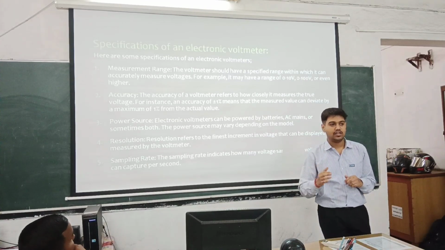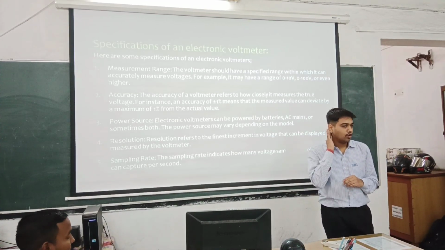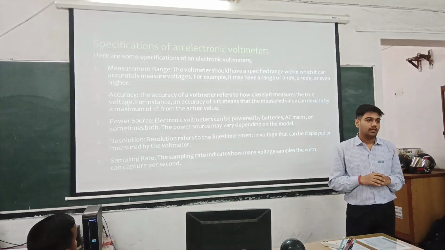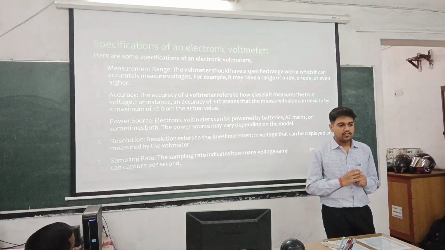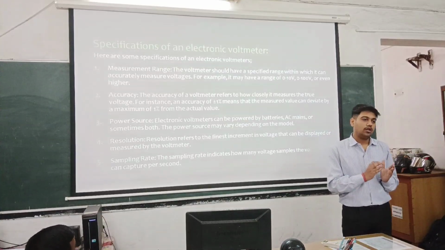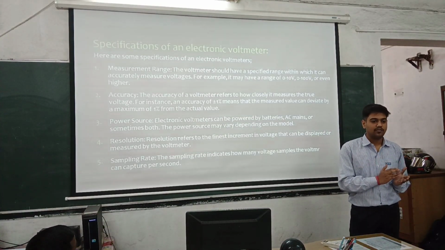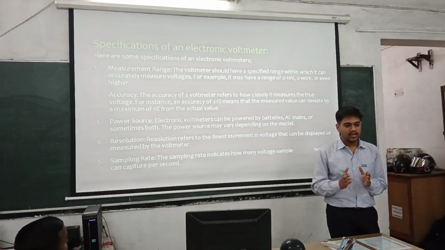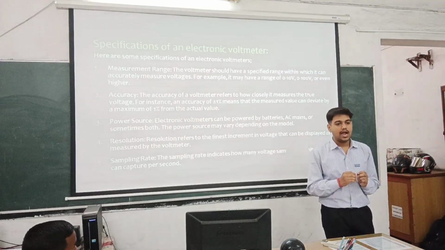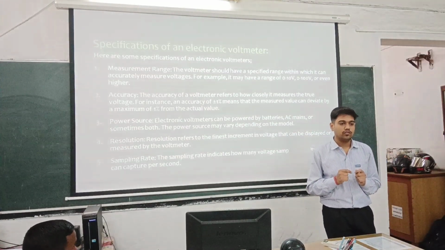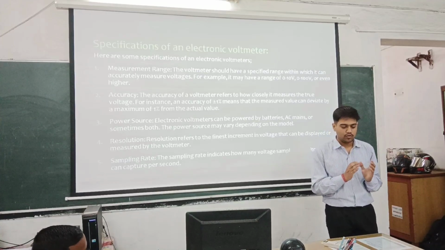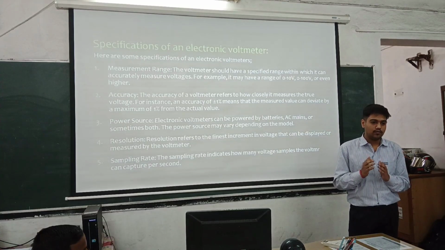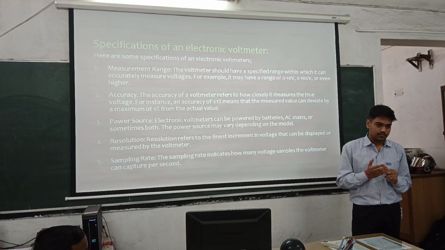Here are some of the specifications of an electronic voltmeter. First of all, what's the measurement range? We use smaller voltmeters in labs, but we use bigger ones at homes, and industrial experts use even higher ranges of voltmeter. A voltmeter can range from 0 to 10 volts, 0 to 100 volts, and even higher than that.